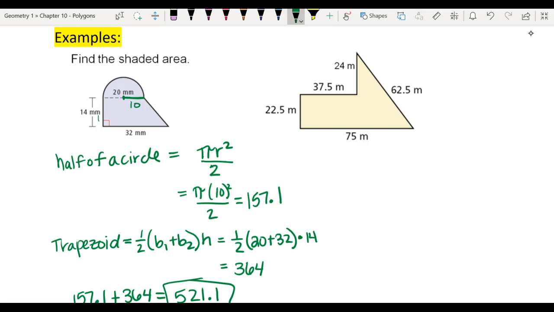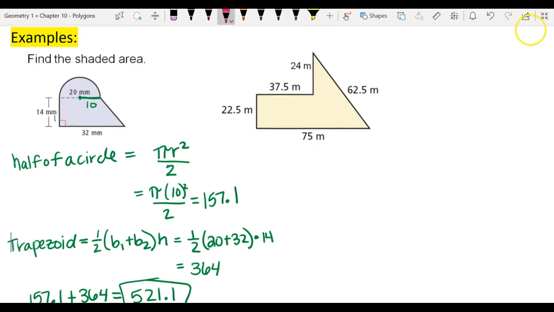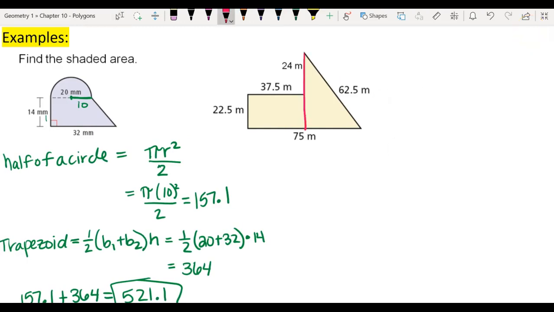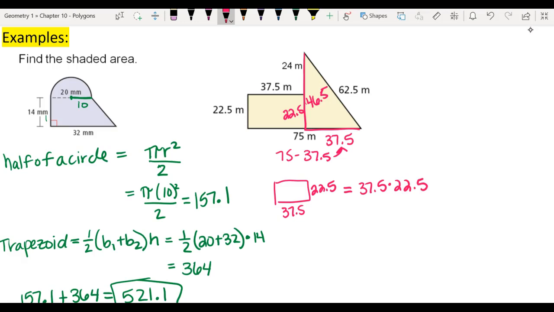Try this one on the right on your own, this yellow shape. All right, so this shape would get split right here, which means that this bottom is 37.5, which you would find by doing 75 minus 37.5. And this side is 46.5, because you would add 22.5 and 24. So now you're finding the area of a rectangle whose base is 37.5, whose height is 22.5. The area of a rectangle is base times height. And so from that, is that the one you get 843.75 for?